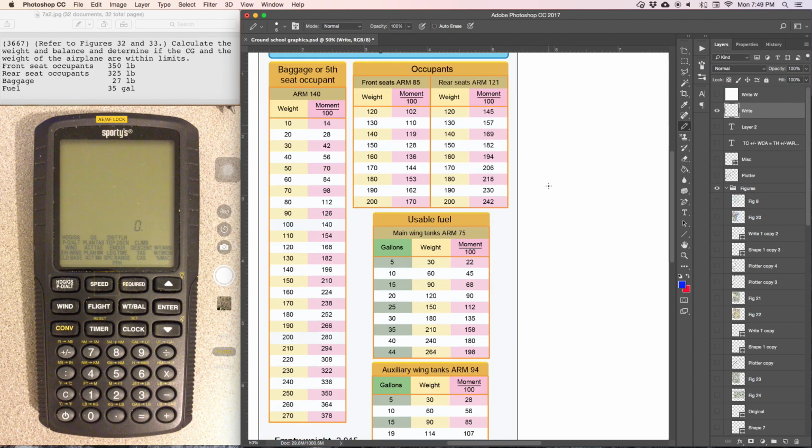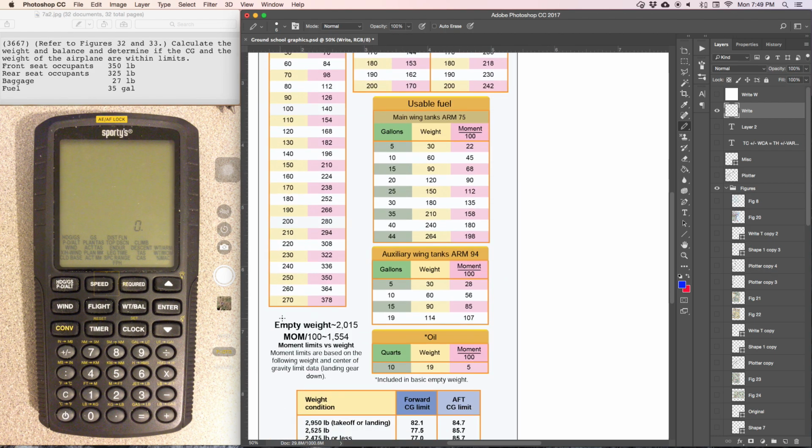The only problem in this case is that for the empty weight of the aircraft, we only have the weight and the moment. But we can still get to the arm information, which is the center of gravity. We just have to use the weight and moment calculation first. So I'm going to do weight and moment. For the weight, we have 2,015 pounds. For the moment, the moment divided by 100 is 1,554, so we have to multiply by 100 also.